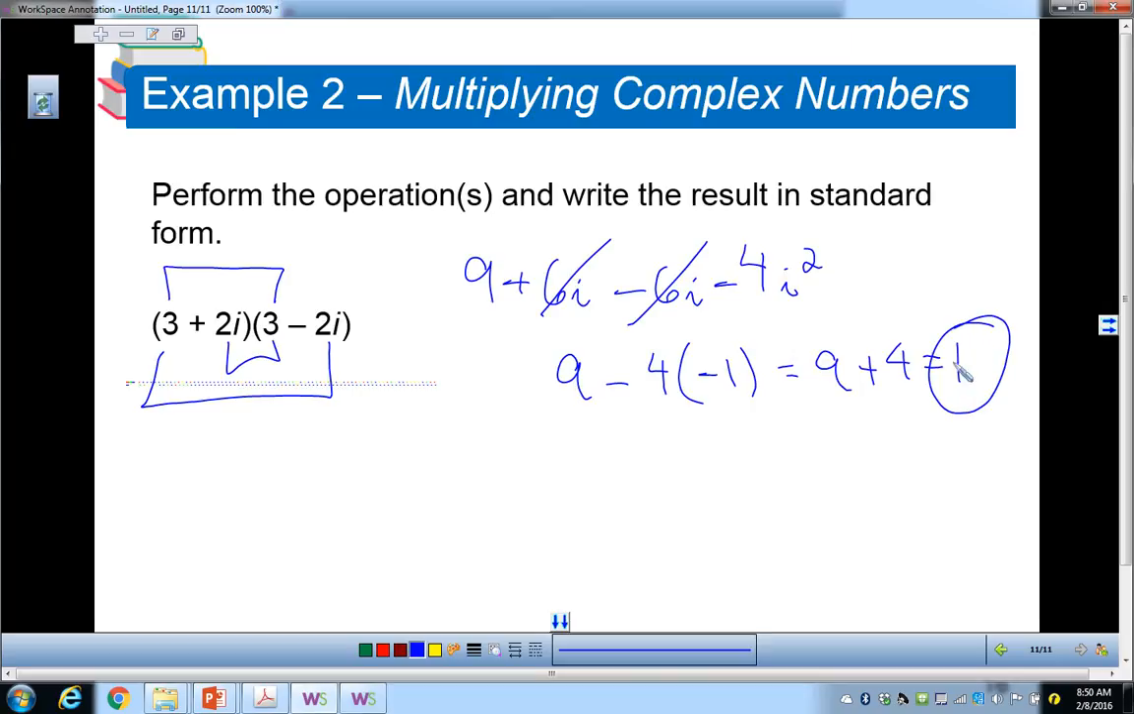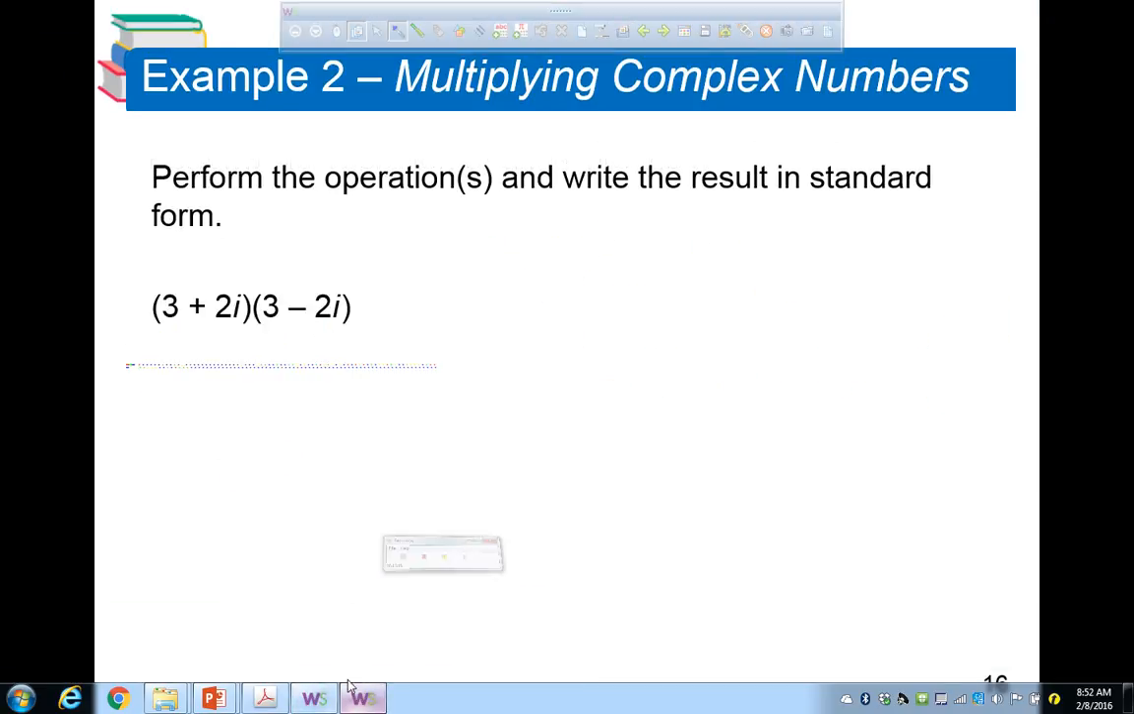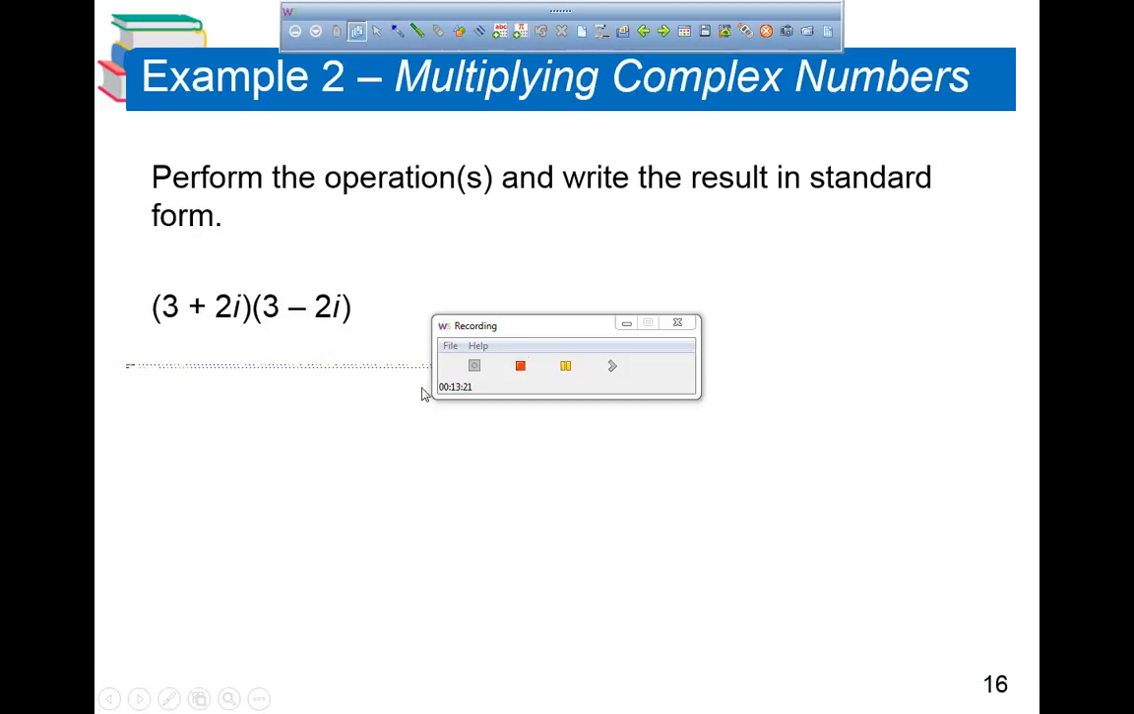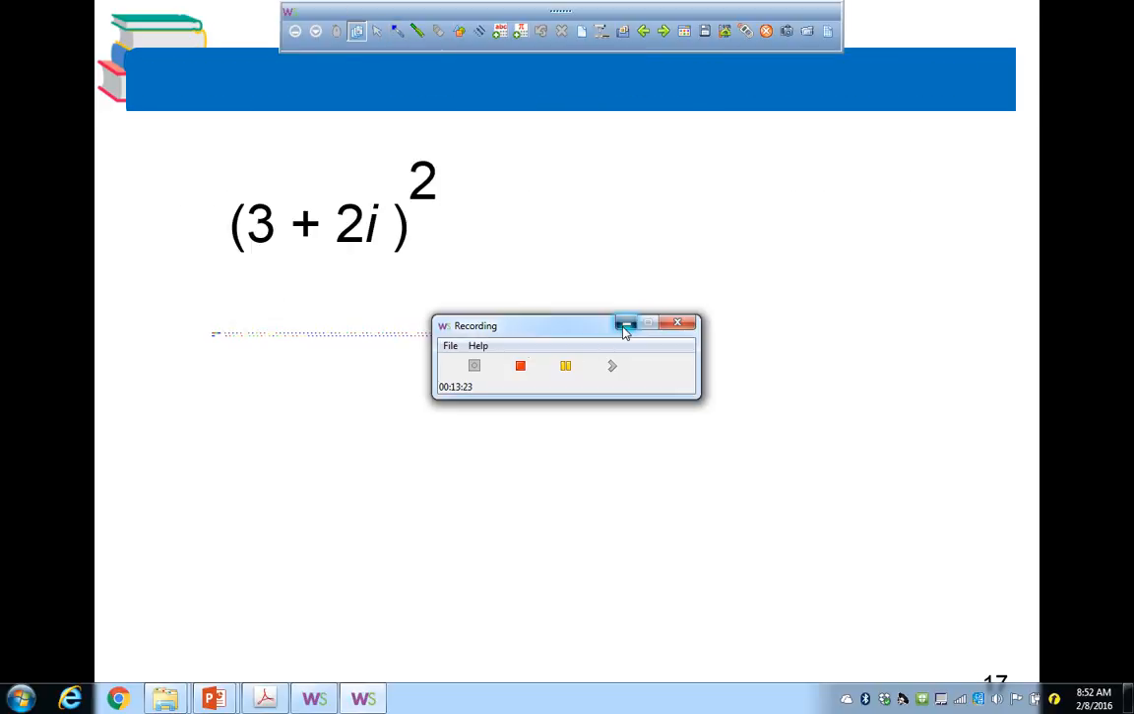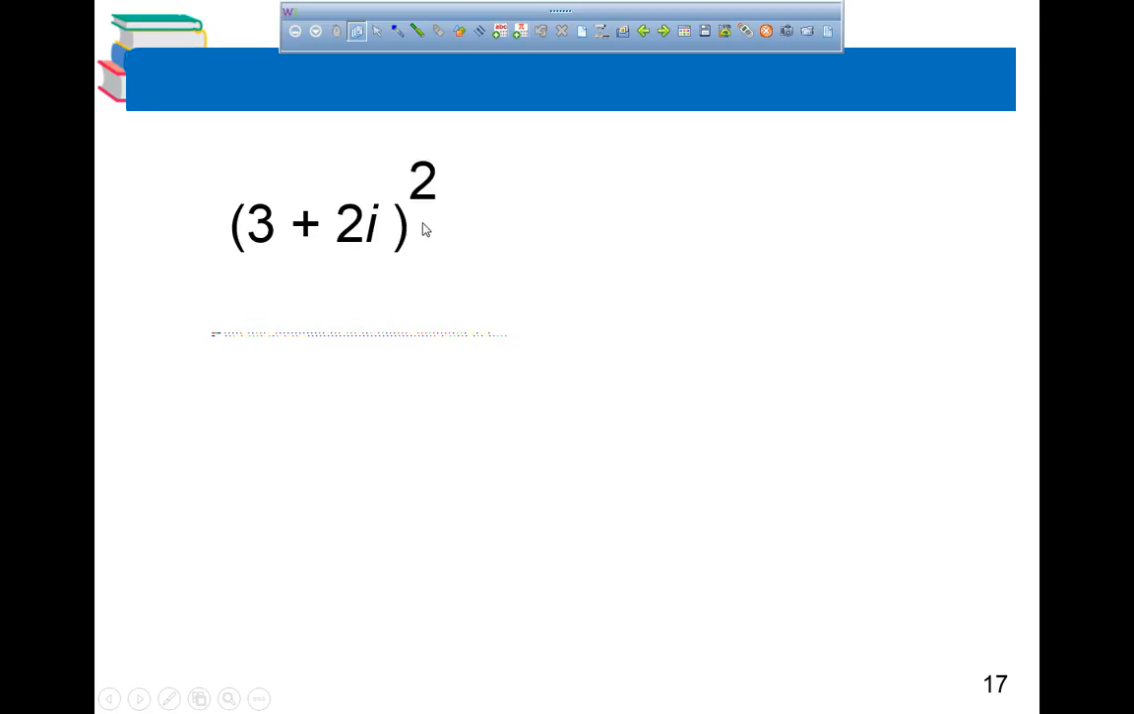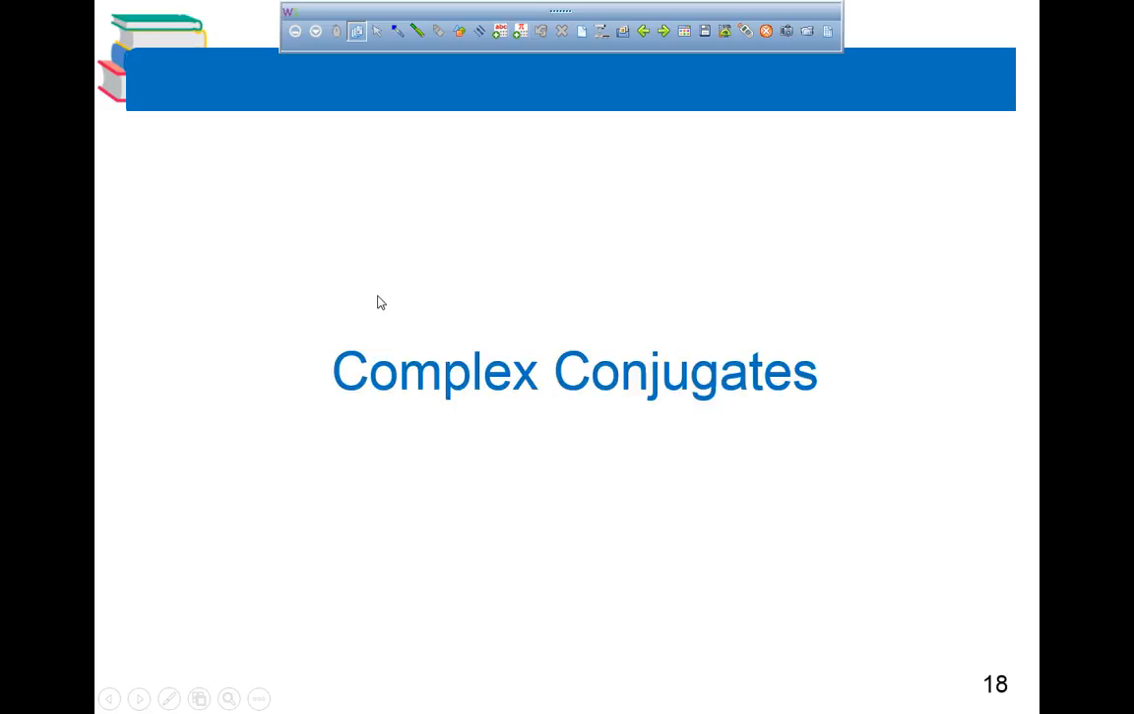Questions? Easy enough? Have you done this before? When you multiply by a complex conjugate, it makes the imaginary part go away. Okay? Which is what you do when you simplify radicals. Okay? What's going on? So 3 plus 2i squared, you want to try that, or should we just go on? Let's just go on. Okay?